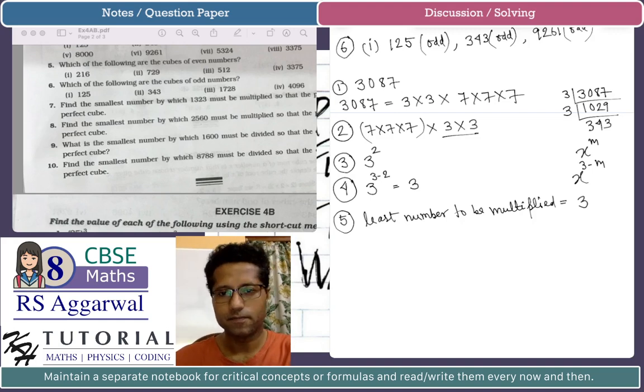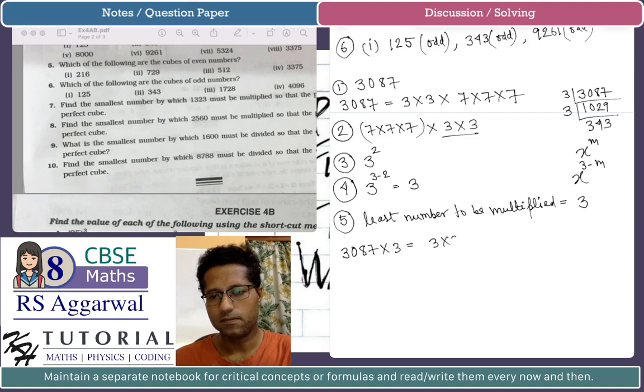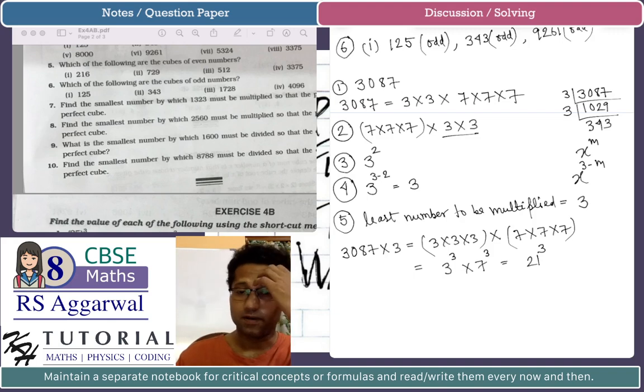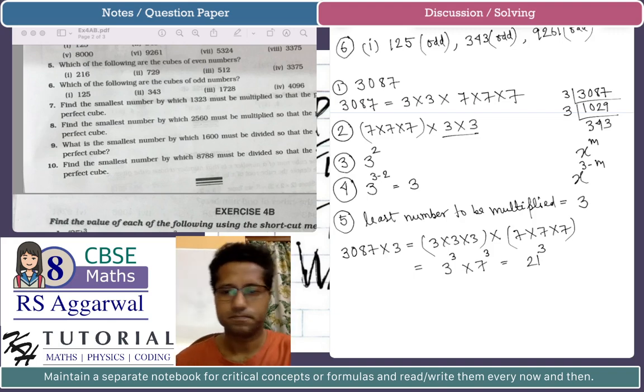And definitely we can see that when we multiply 3087 with 3, what we get is 3 multiplied by 3 multiplied by 3. This is one triplet, and 7 multiplied by 7 multiplied by 7. This is another triplet. So this is 3 cube multiplied by 7 cube. This is equal to 21 cube. So after multiplying the least number, which is 3, to the given number, which is 3087, we get a number which is a perfect cube, and that perfect cube is the cube of the number 21.